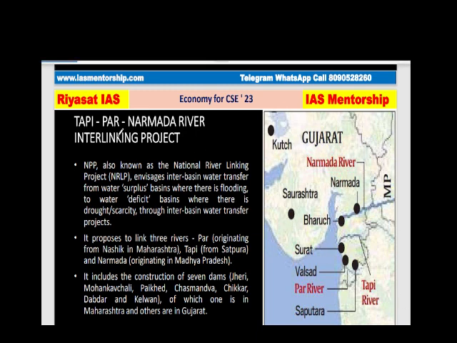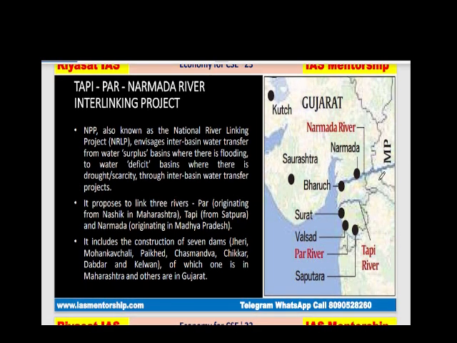Next is your Tapi-Par-Narmada River Interlinking Project. Tapi, Par, Narmada, all 3 are rivers. You can see here, here is your Narmada river flowing, here is your Par river, and here is your Tapi river.